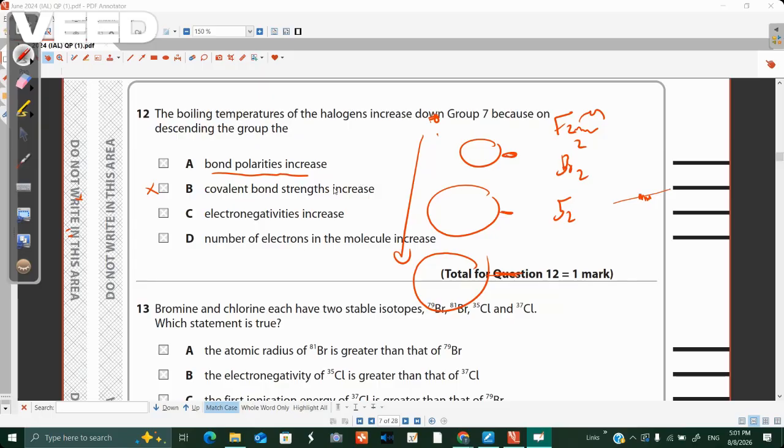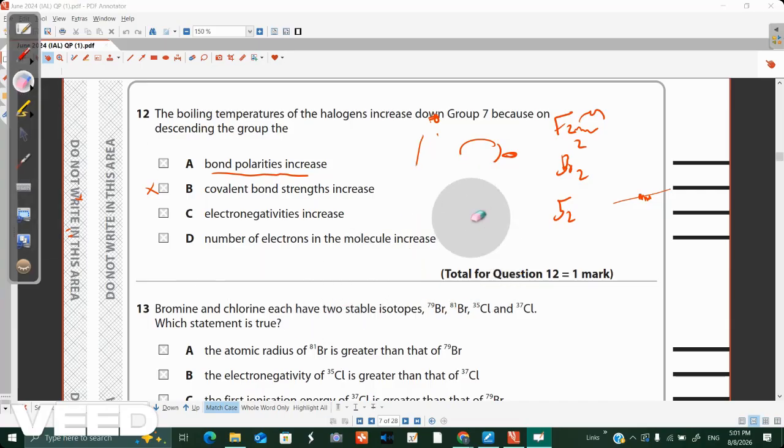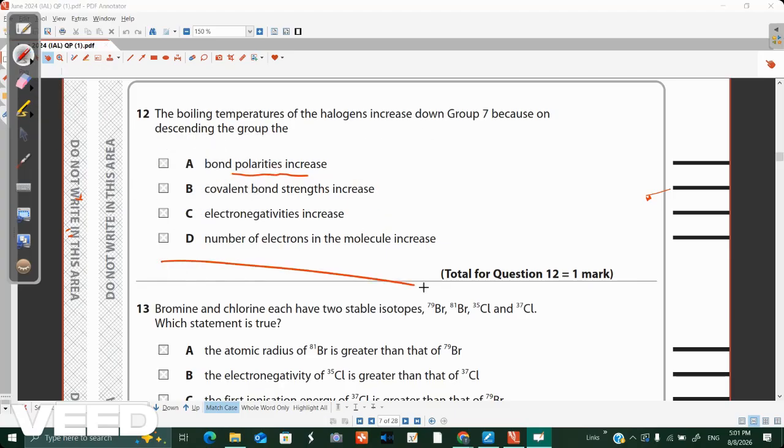Polarity tells you about permanent dipoles, but there are no permanent dipoles in halogens, only ID forces. Electronegativity increases? No, it is actually decreasing down the group, but still it is not related. Number of electrons in the molecule increases. Yes, when the number of electrons is increasing, the electron cloud is getting larger and larger. So therefore, ID forces are getting stronger. So D is the answer. Number of electrons in the molecules increases.